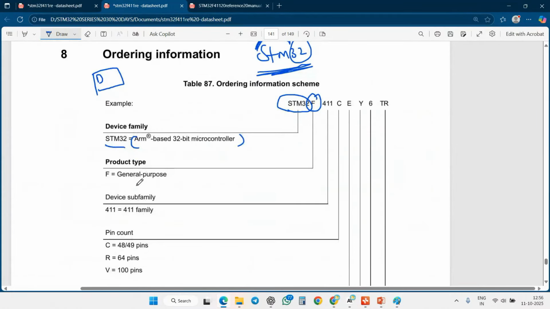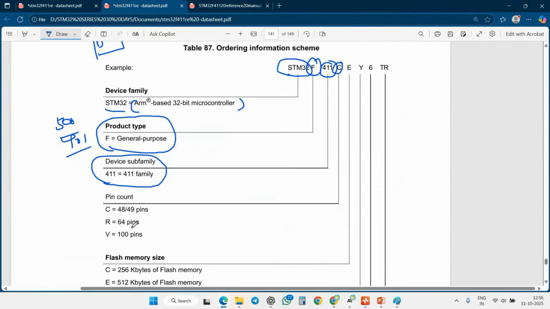And F means it is general purpose. Whatever type of product you are going to build, because it has an ARM based processor, we can do different applications. I'm going to use general purpose. 411 means it is the family. Which device family? We have different families, like 508 or 101, so it indicates the different family. And C means pin count. Which pin count you are using? I'm using 48 to 49 pins. If you are using R, it means 64 pins, V means 100 pins.